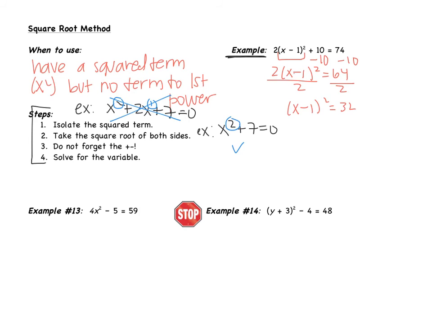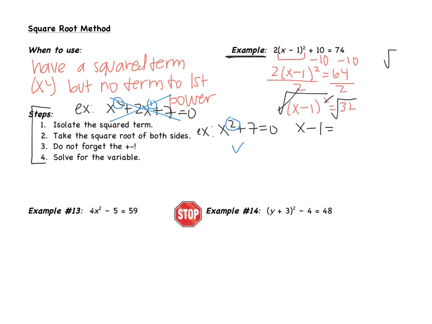On the left side, don't FOIL that out. It's very tempting to take that x minus 1 and actually square it. That makes your problem so much harder. Don't do that. So that was step 1. Step 2 is to take the square root of both sides. On the left side, the square root and the square cancel, so I just have x minus 1.